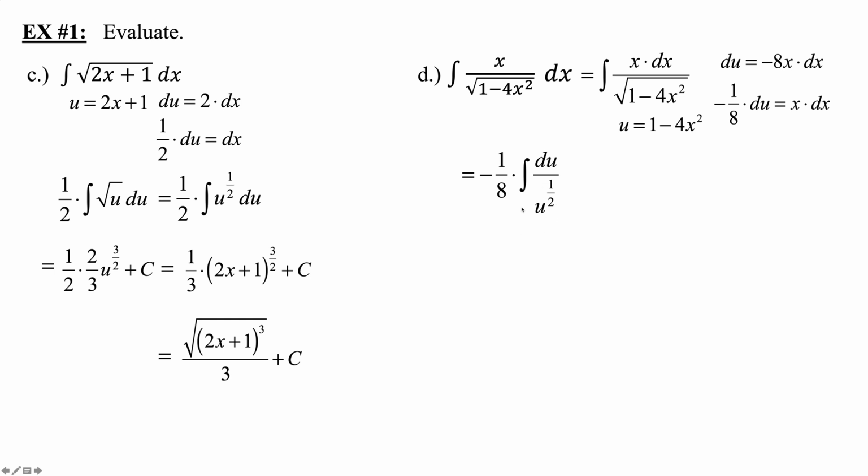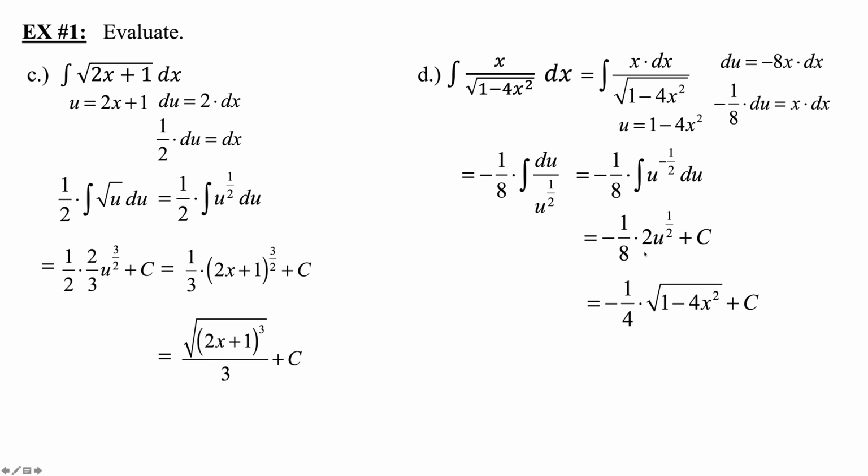Now, I really don't want the u to the 1/2 power in the denominator. Let's move it up to the top so we can use our power rule. Add 1, which gives me 1/2. We divide by 1/2. But dividing by 1/2 is the same as multiplying by the reciprocal of that, which is 2. So 2 goes into 8. This becomes -1/4 u to the 1/2 power. Bring back the 1 minus 4x squared inside of our square root for the 1/2 power, and it's now integrated.